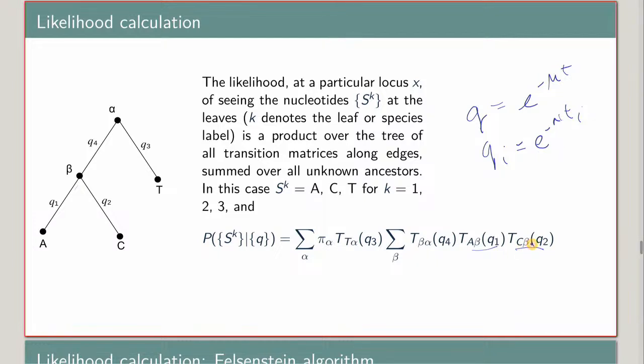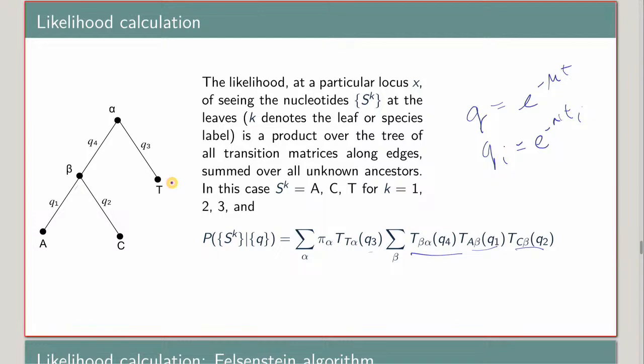But what is the probability of seeing a beta here? That depends on what this alpha was. So it's T beta alpha with this branch length Q4, and you don't know what beta is, so you sum over beta. That's one piece here. And then what is the probability of seeing a T here? It is T alpha given this branch length Q3. And now you don't know what alpha is, so again you sum over alpha with the background probability pi alpha. So that's what the likelihood is for this tree for this particular set of nucleotides.